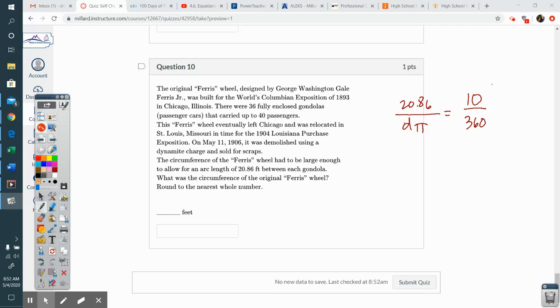So 20.86 divided by pi gets you 6.64. Multiply that by 360 and divide by 10. And it gives you 233.04. So that would be the diameter for this one.